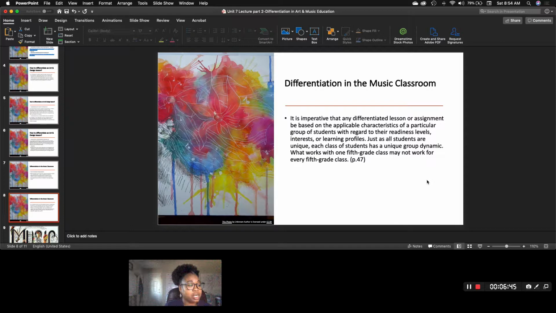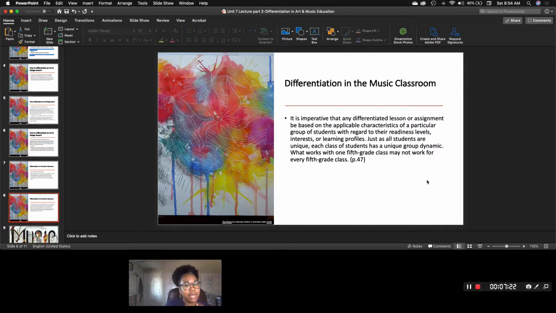So I would say the pre-assessment, in addition to the other suggestions that the art classroom article on differentiation suggested, would maybe help, especially if you're having a hard time with students who are not exactly at the level you want them to be. Maybe having the pre-assessment prior would enable you to find a different way to engage them. So here it says, and it is imperative that any differentiated lesson or assignment be based on the applicable characteristics of a particular group of students with regards to their readiness levels, interests, or learning profiles.